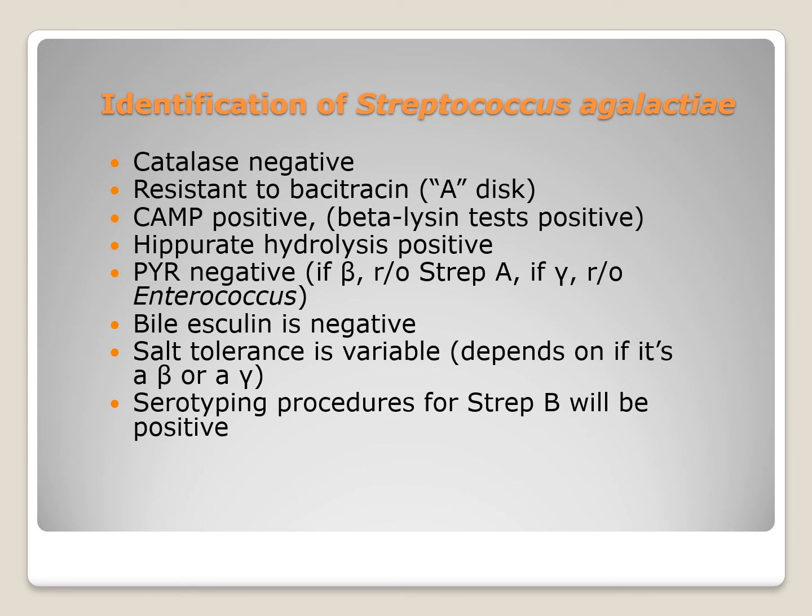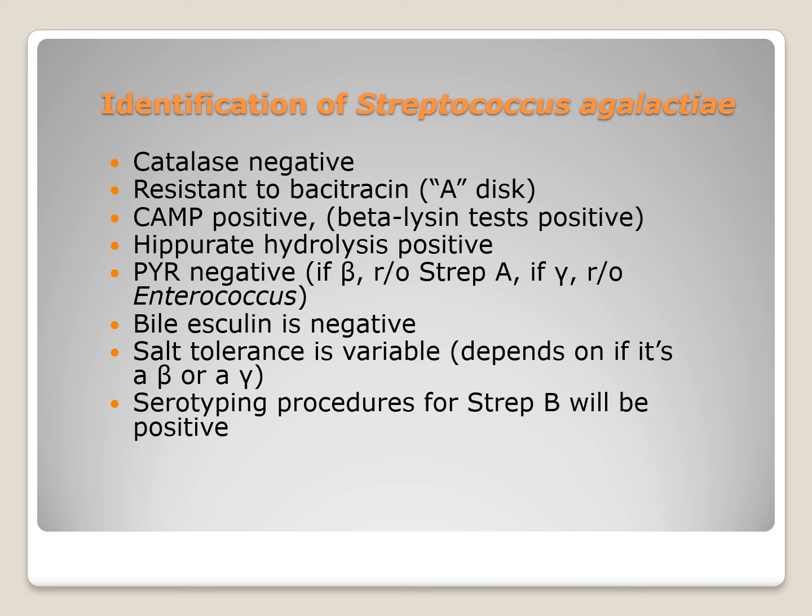So the best way to identify Streptococcus agalactiae is to first do a catalase test. Like all of your streps, it is going to be catalase negative. We want to make sure that we understand it's a beta hemolytic organism, because the beta hemolysis determines what our next step in testing is going to be. We can set up an A disc, and it's going to be resistant to the bacitracin disc. We can choose to set up a CAMP test, and this organism is CAMP positive. The organism is also hippurate hydrolysis positive.